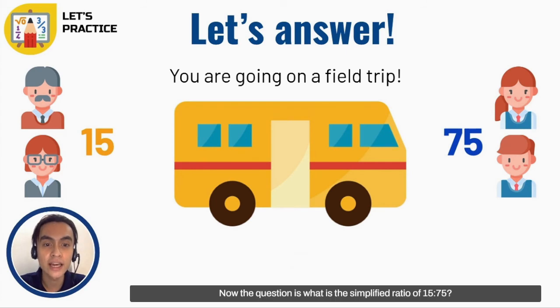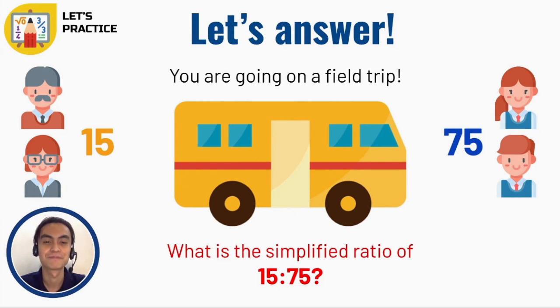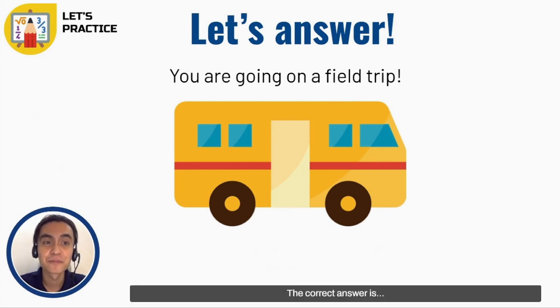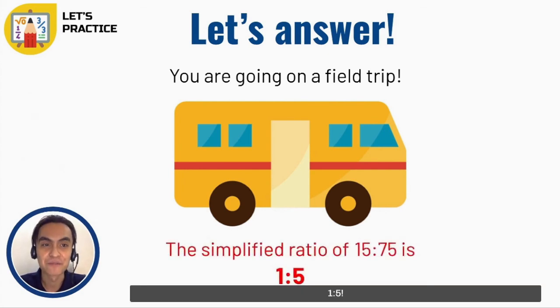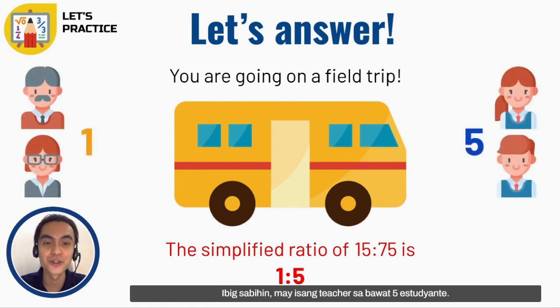Now, the question is, what is the simplified ratio of 15 is to 75? You can pause this video so you can solve on your own. Then you can just press play again to see the correct answer. Remember to practice integrity and try on your own. The correct answer is 1 is to 5. Ibig sabihin, may isang teacher sa bawat 5 estudyante.